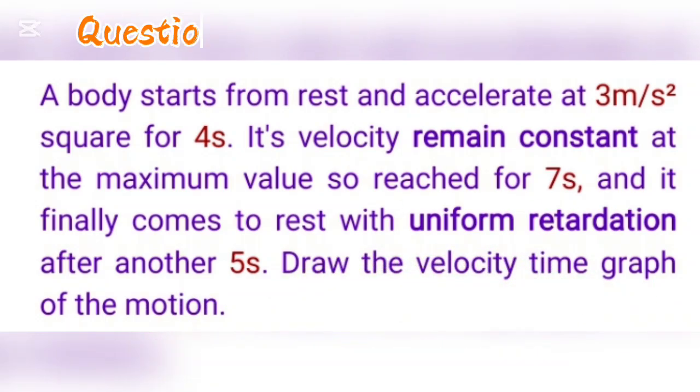Question 1. A body starts from rest and accelerates at 3 meters per second squared for 4 seconds. Its velocity remains constant at the maximum value so reached for 7 seconds, and it finally comes to rest with a uniform retardation after another 5 seconds. Draw the velocity time graph of the motion.